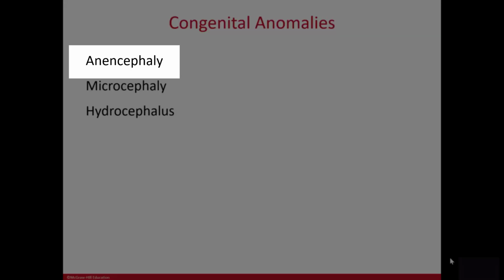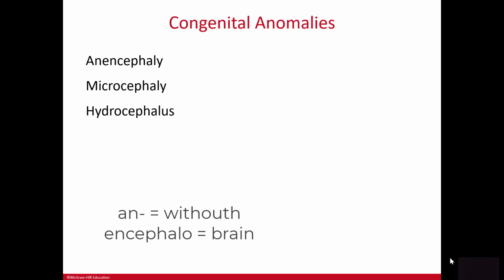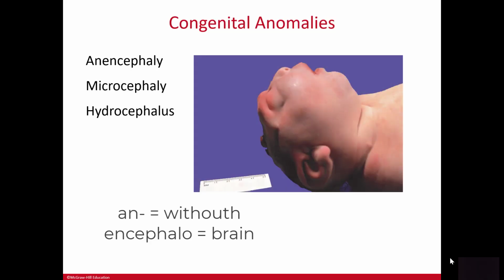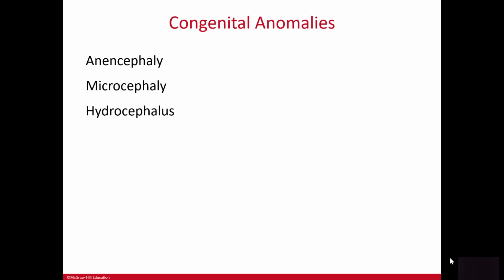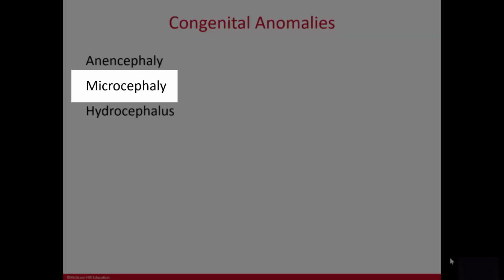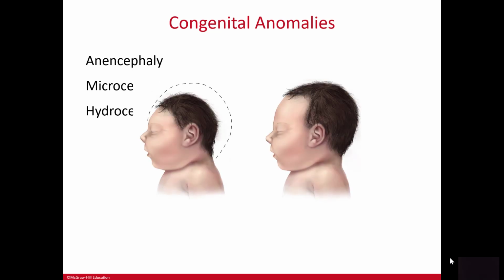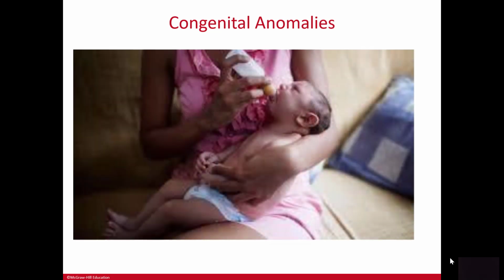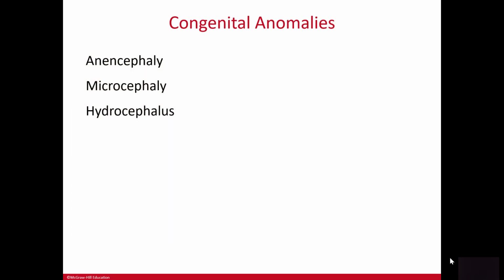Okay, so the first condition is anencephaly, which occurs when a fetus does not develop cerebral hemispheres. This condition is not compatible with life. Microcephaly is associated with decreased head size and small cerebral hemispheres. It's associated with moderate to severe motor and mental retardation.